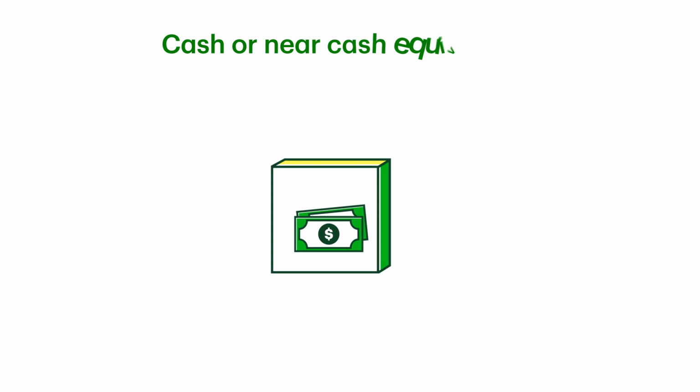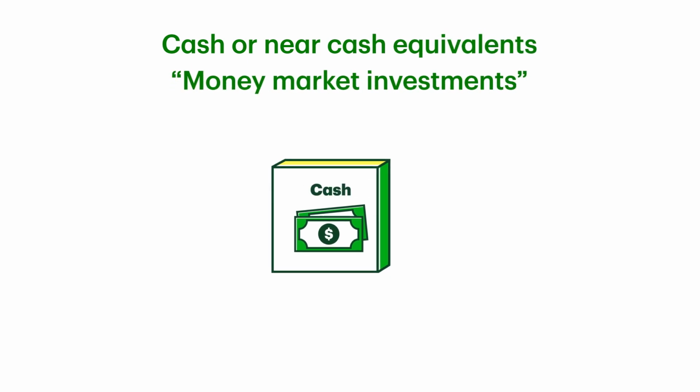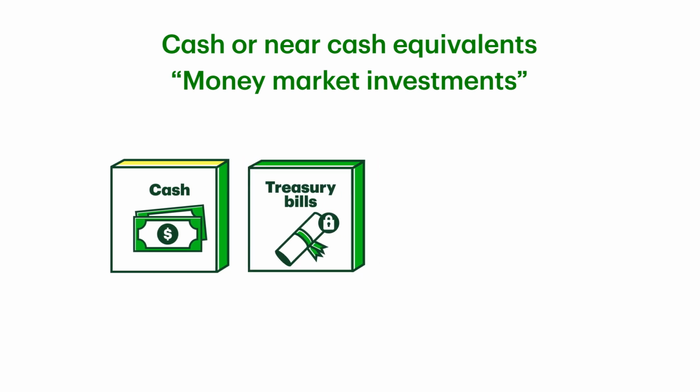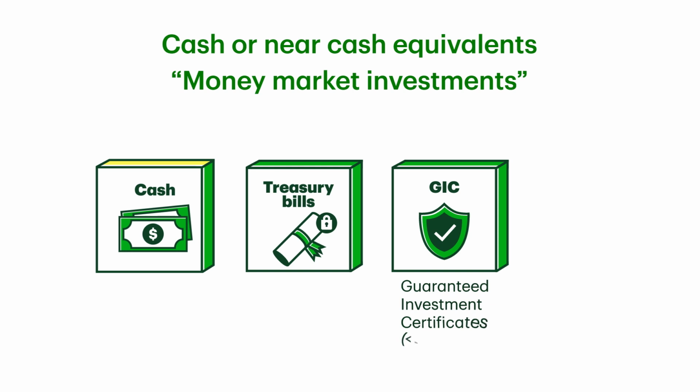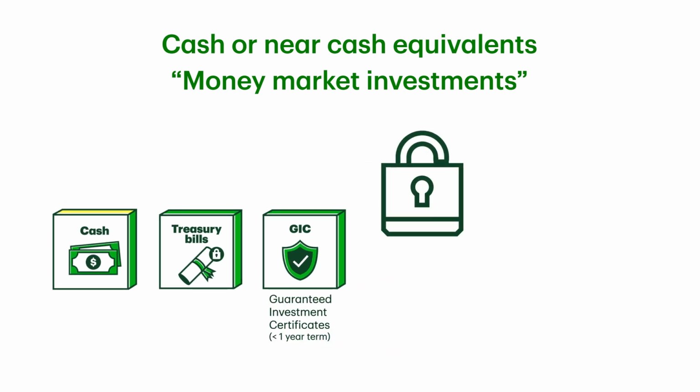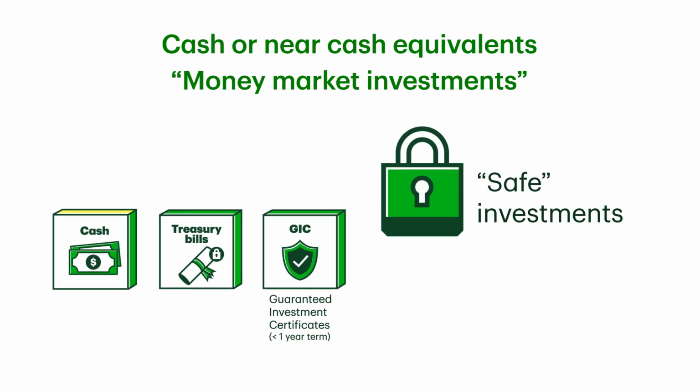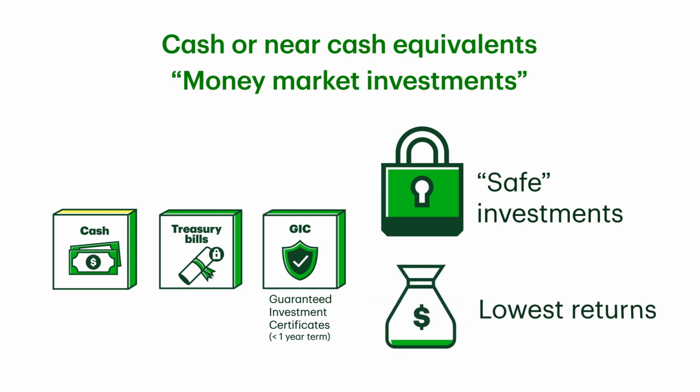Then there's cash or near cash equivalents, which are sometimes referred to as money market investments. This includes U.S. Treasury bills and guaranteed investment certificates, or GICs. They're usually thought of as the safest of all investments, but historically, this also means the returns have been the lowest out of all the asset classes.